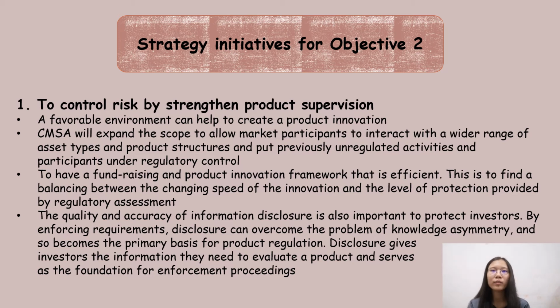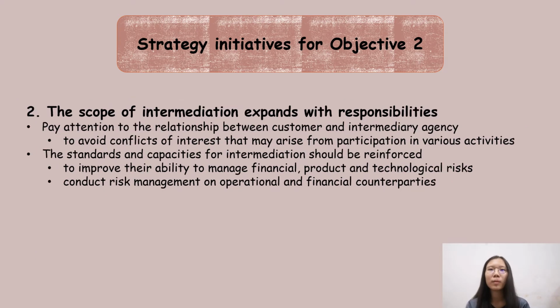Quality and accuracy of information disclosure is also important to protect investors. By enforcing requirements, disclosure can overcome the problem of knowledge asymmetry and so become the primary basis for product regulation. Disclosure gives investors the information they need to evaluate a product and serves as the foundation for processing. Second, the scope of intermediation expands with responsibility.